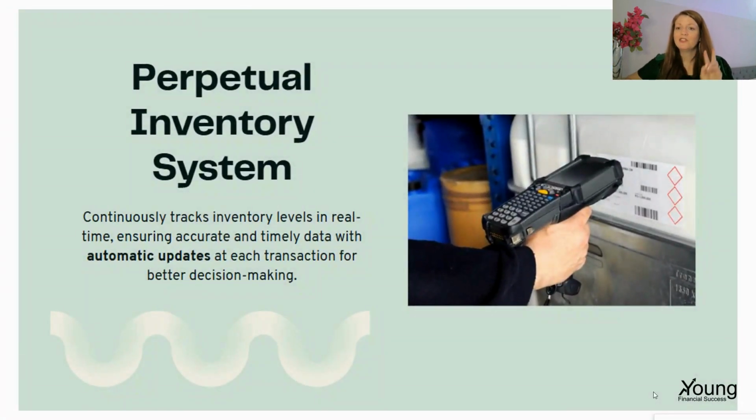So now we're going to look at the two different types of inventory systems. The first one being perpetual. Perpetual inventory system continuously tracks inventory levels in real time. How do they do that? Typically with barcodes, right? If you go to Walmart, even if you're checking yourself out now, you will be using barcodes, and it immediately updates their inventory. So it ensures accurate and timely data with automatic updates at each transaction for better decision making.